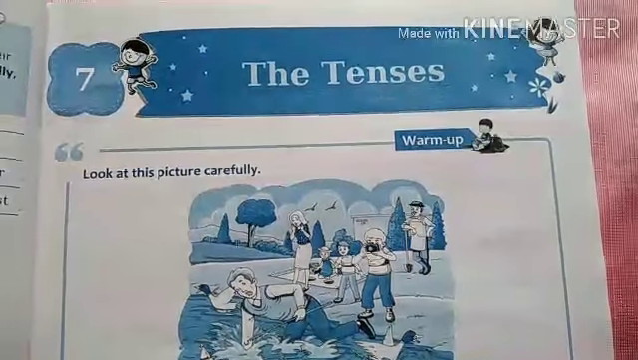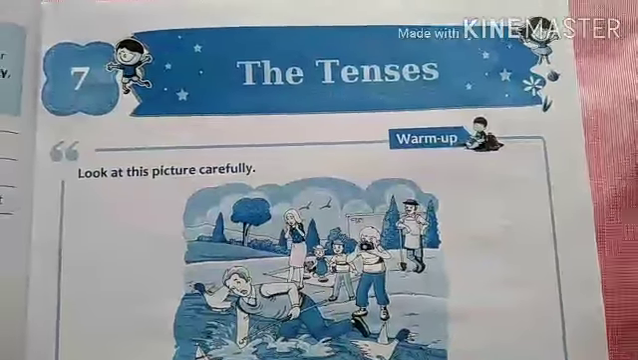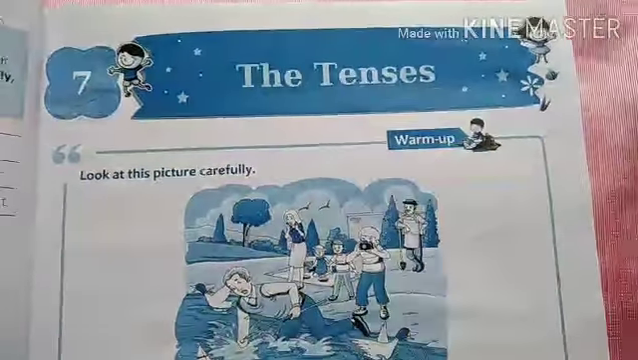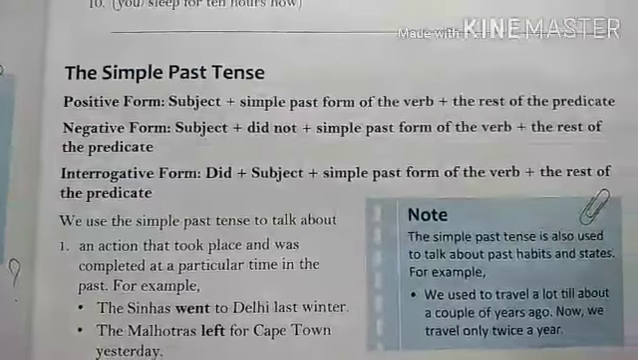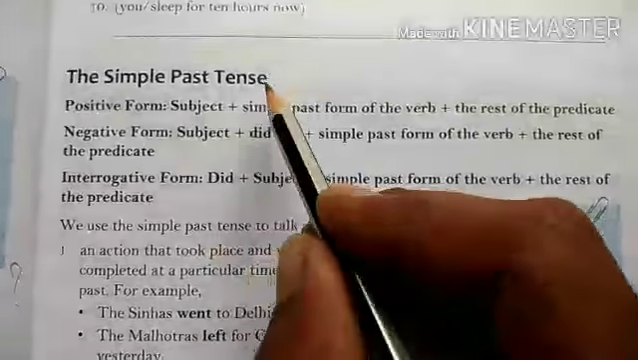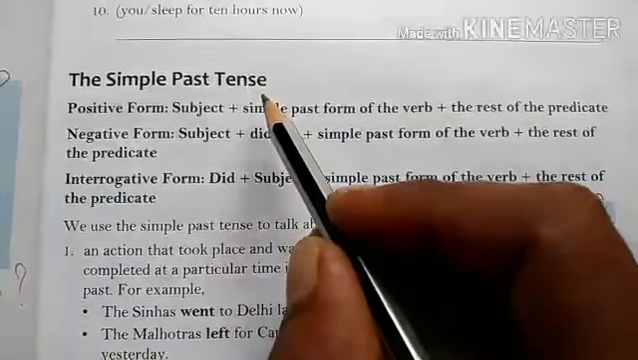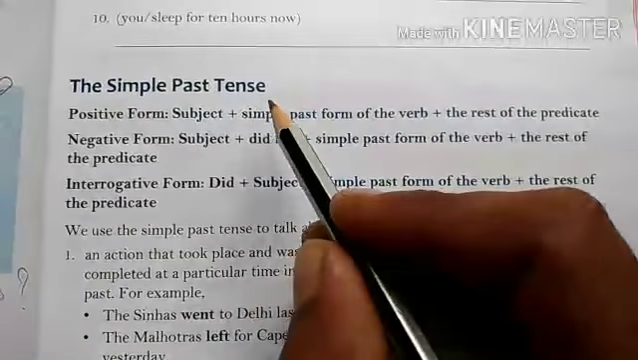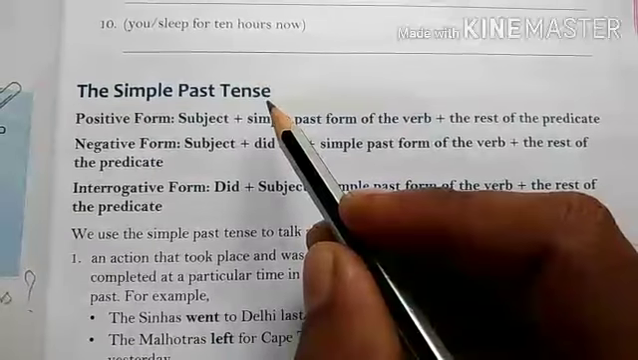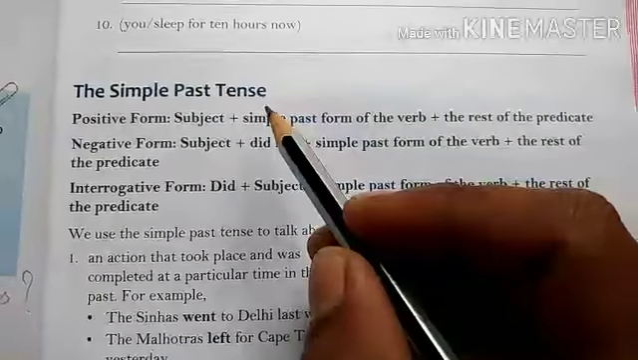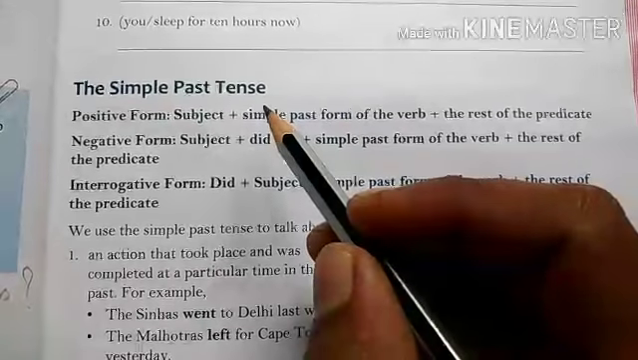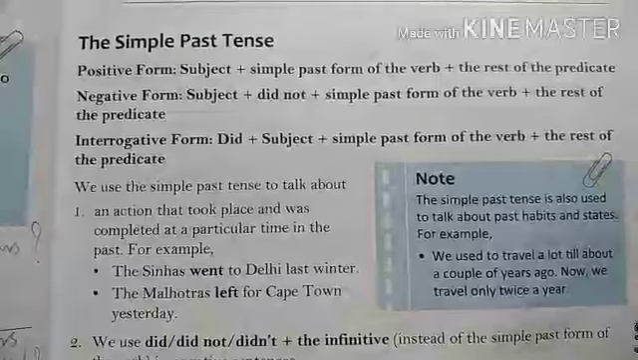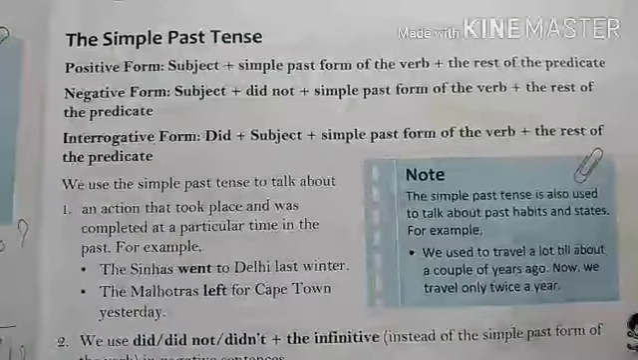In today's class for the students of Standard 8, we will continue with chapter 7 of our English grammar, the tenses. In our previous 4 videos on the same chapter, we have completed all present tenses. That means the simple present tense from simple tenses, present continuous tense from continuous tenses, present perfect tense from perfect tenses, and present perfect continuous tense from perfect continuous tenses.